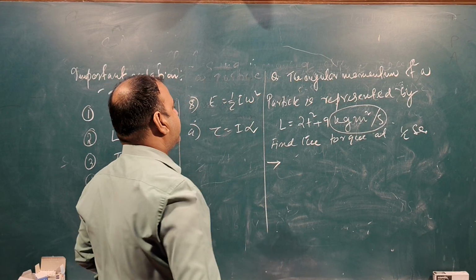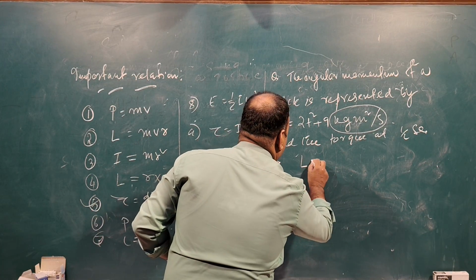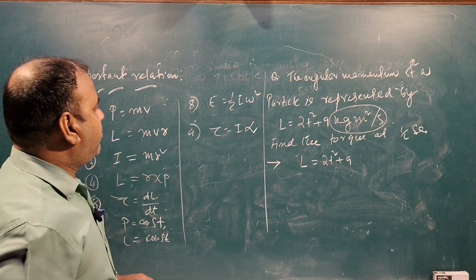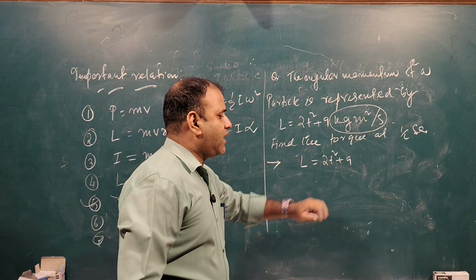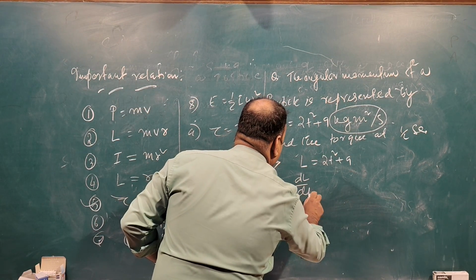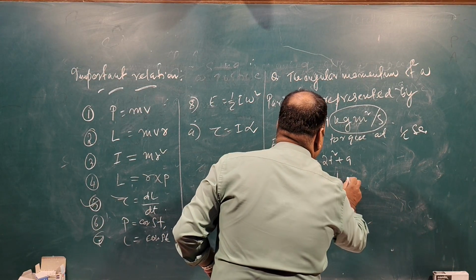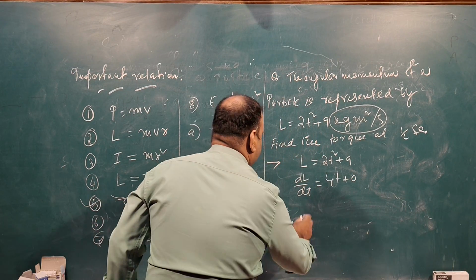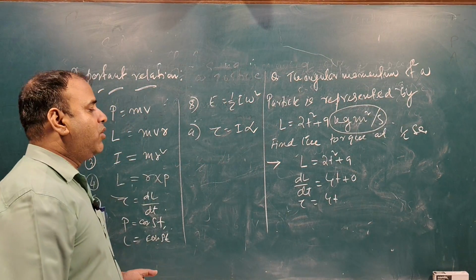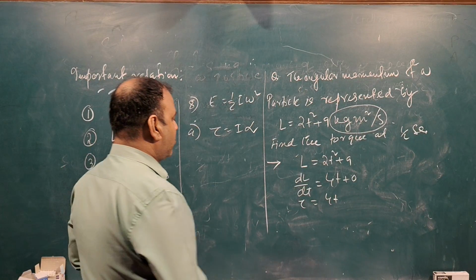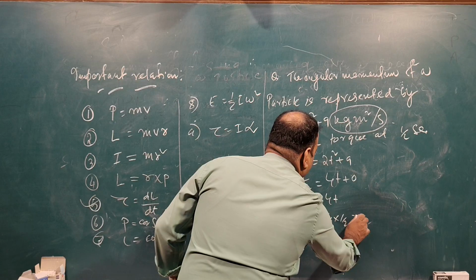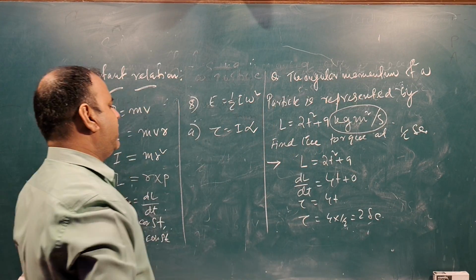Now see the solution. L is given, that means angular momentum is given as 2t² plus 9. But we have to find the torque at half second. Torque means dL divided by dt, which is equal to 4t plus 0. So dL by dt means torque, it will be 4t. According to our question, we have to calculate the value of torque at half second. Therefore, t is equal to 4 into half. So it will be 2 seconds. So torque will be 2.